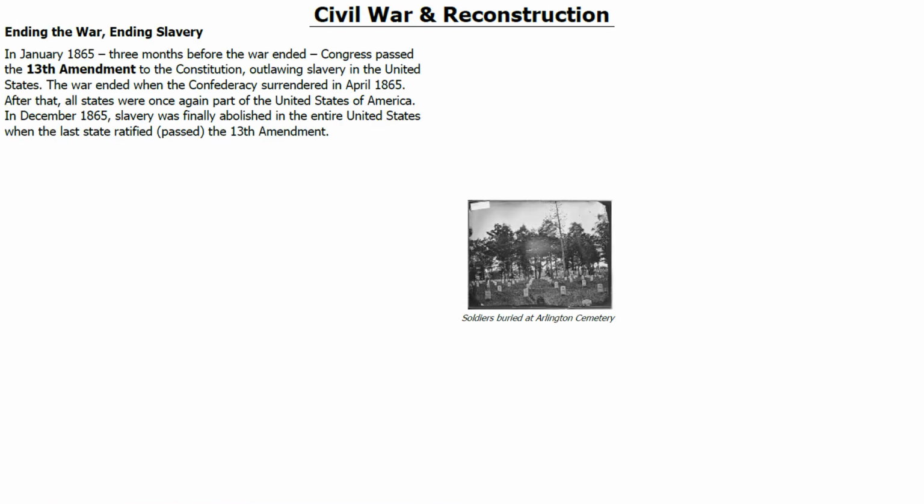Ending the war, ending slavery. In January 1865, 3 months before the war ended, Congress passed the 13th Amendment to the Constitution, outlawing slavery in the United States. The war ended when the Confederacy surrendered in April 1865. After that, all states were once again part of the United States of America. In December 1865, slavery was finally abolished in the entire United States when the last state ratified, or passed, the 13th Amendment.